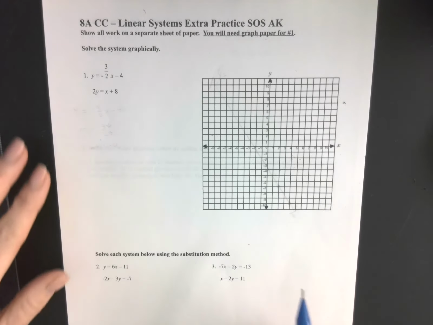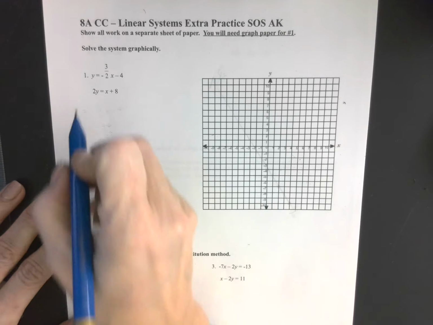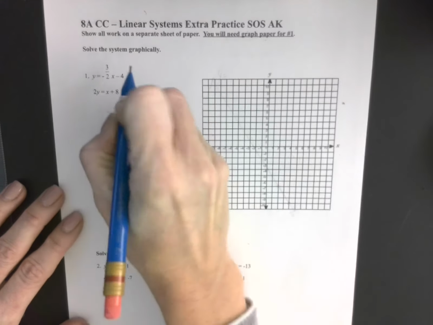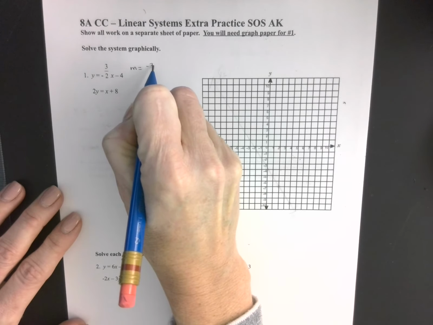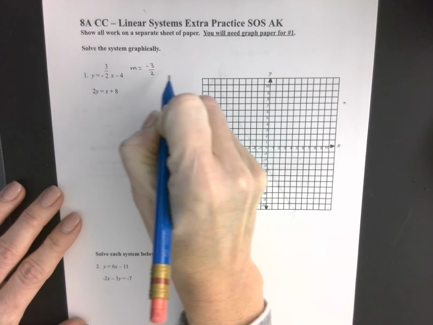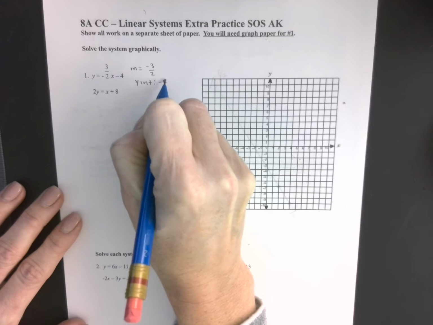For number 1, we're going to solve the system graphically. So we're going to graph both lines and look for the point of intersection that represents the solution to both equations. This equation here is already in y equals mx plus b form. We can tell that the slope is negative 3 over 2, and the y-intercept is negative 4.